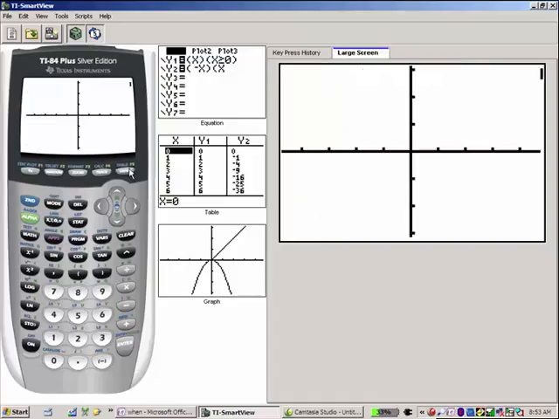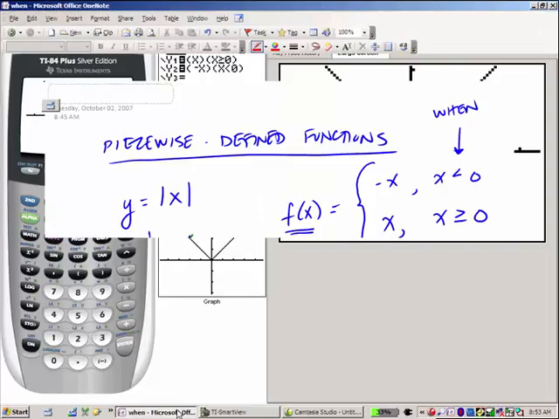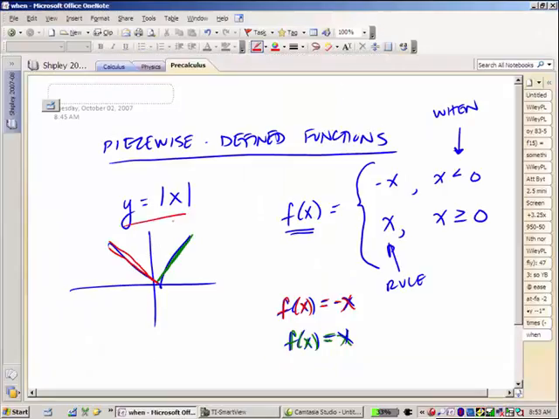And now go to my graph. Hey, check that out. How cool is that? That's the absolute value function. But we did it on our calculator using a piecewise defined function. Just like back here, we used absolute value and a piecewise defined function.